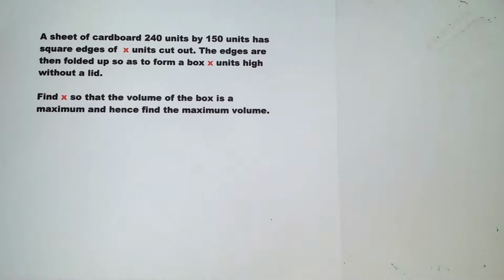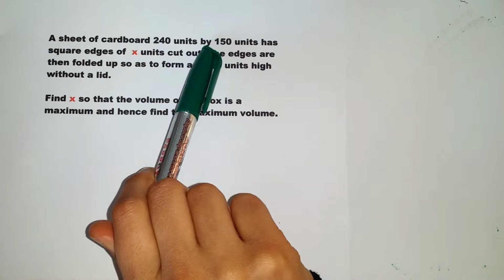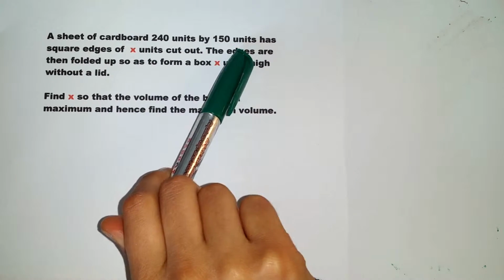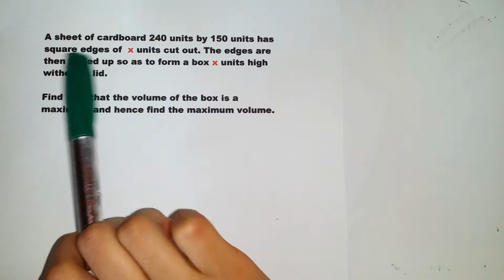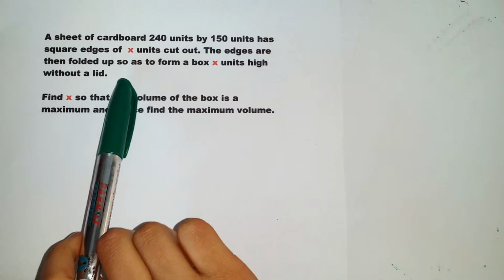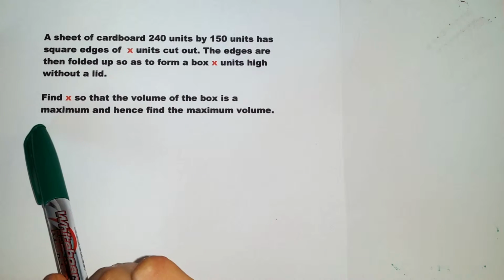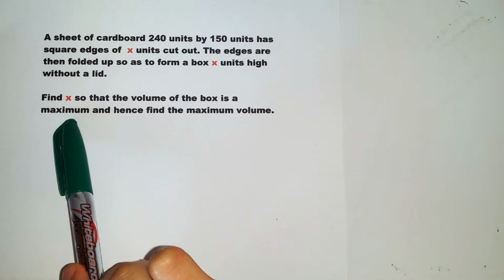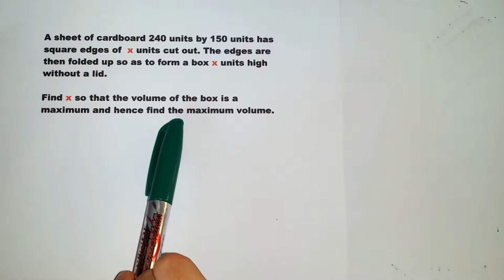In this video, we will look at an aspect of calculus, optimization. So we've been given a problem. It states that a sheet of cardboard, 240 units by 150 units, has square edges of x units cut out. The edges are then folded up so as to form a box x units high without a lid. Find x so that the volume of the box is a maximum, and hence find the maximum volume.